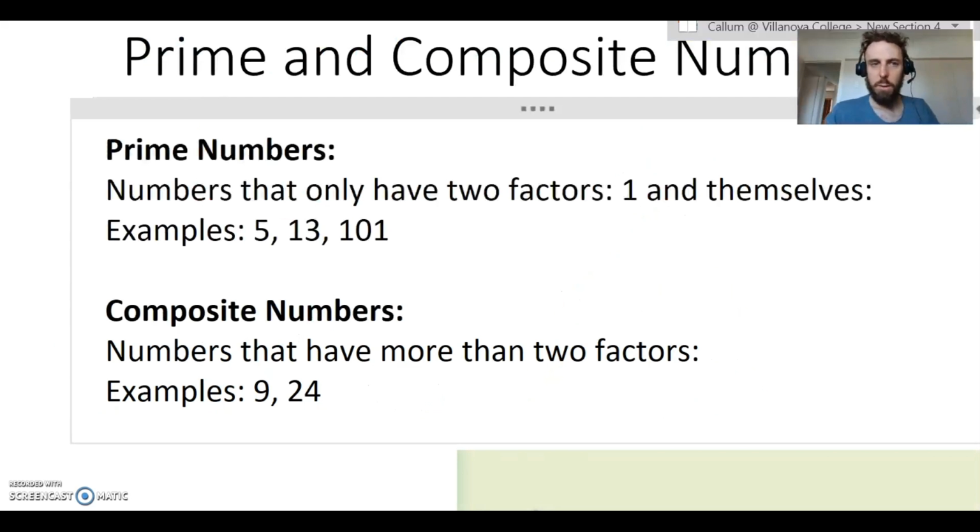So by way of a quick summary, remember prime numbers are numbers that only have 2 factors, 1 and themselves, and composite numbers are numbers that have more than 2 factors. They're the only 2 ways you need to divide numbers up into for this lesson, prime and composite numbers.